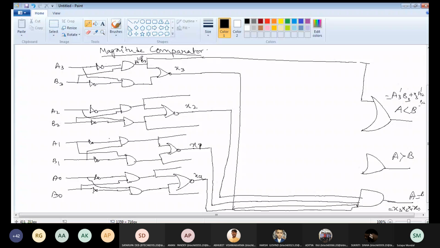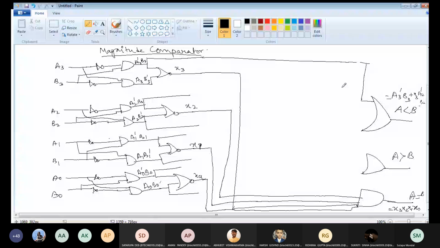And this direct B3 is coming, and what will be the equation for this? This will be A3 and B3 dash. So this part will come here, that is A3 B3 dash. Now similarly here also this will become A2 dash B2 and this will become A2 B2 dash. This will become A1 dash B1 and A1 B1 dash. This will become A0 dash B0 and A0 B0 dash.